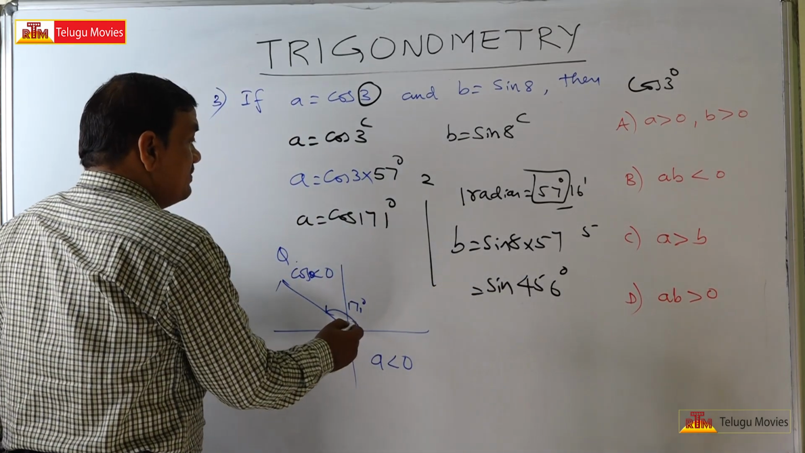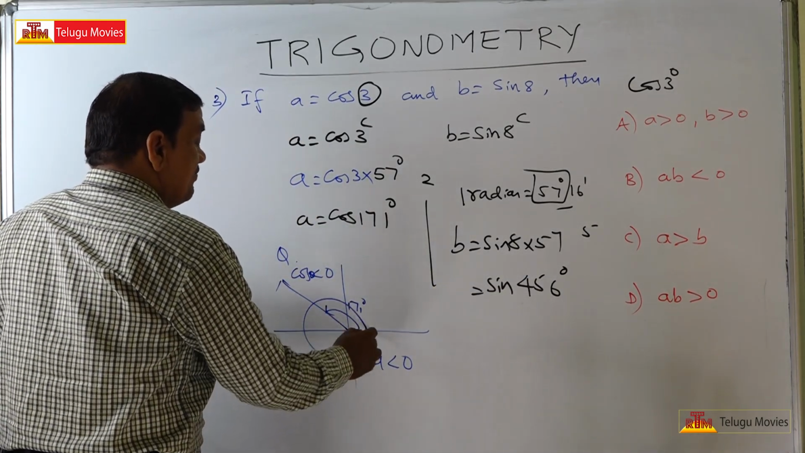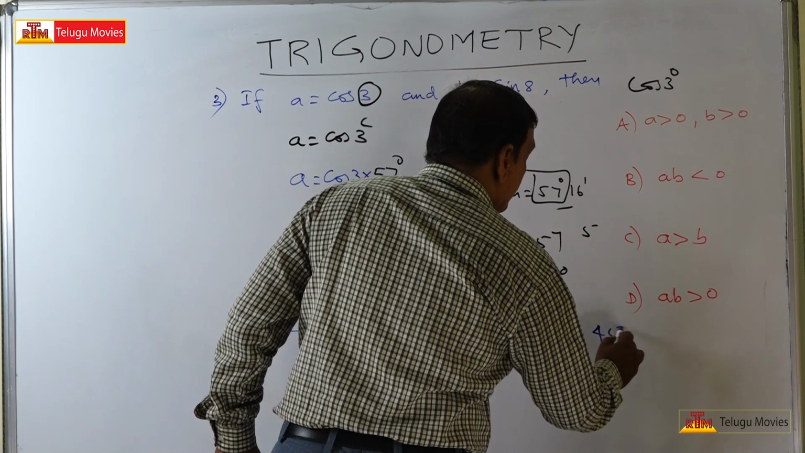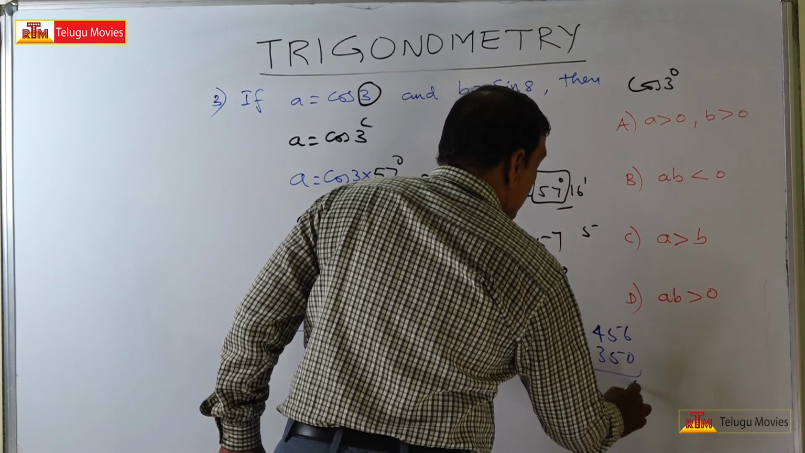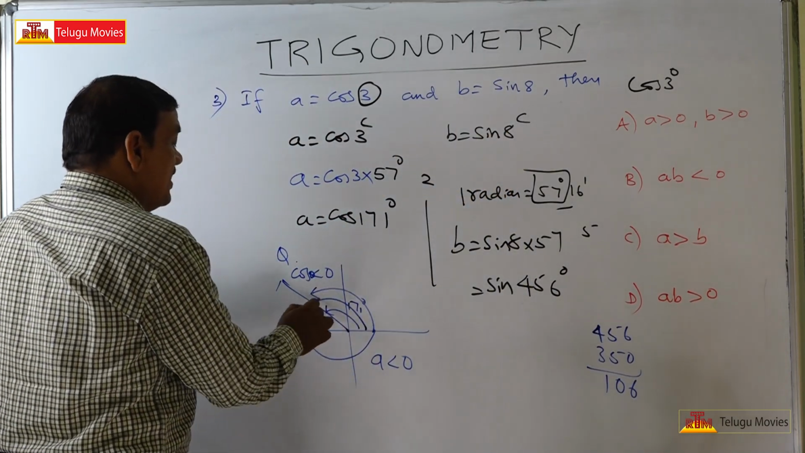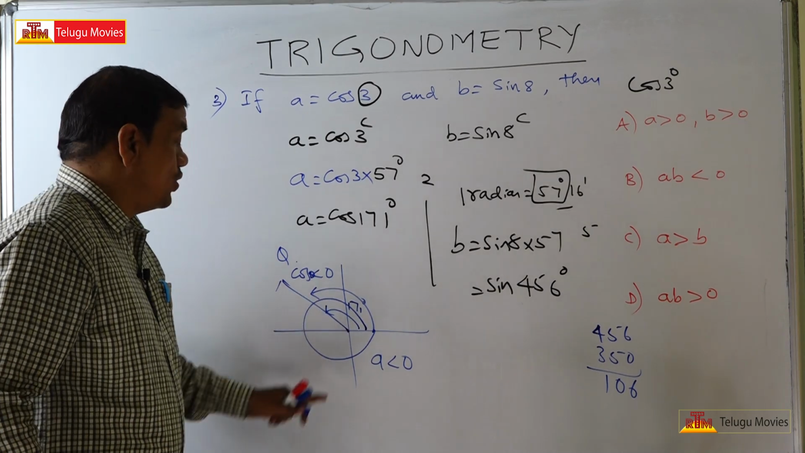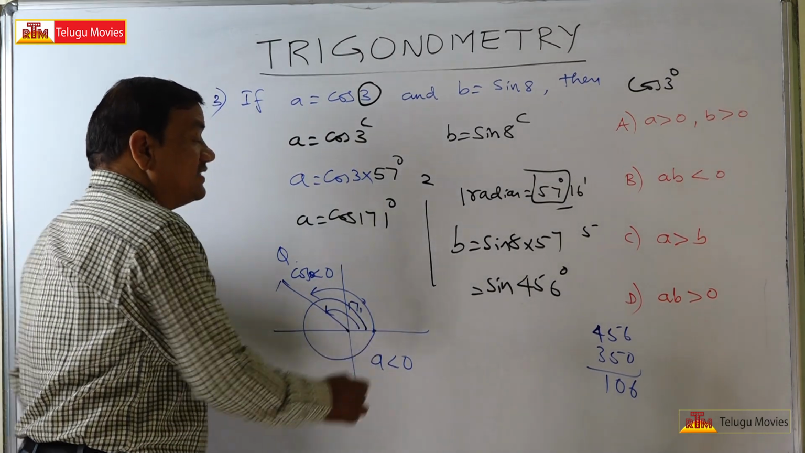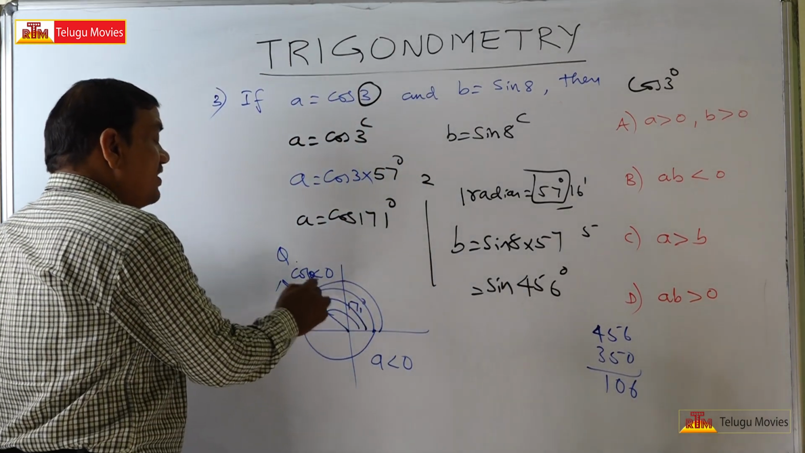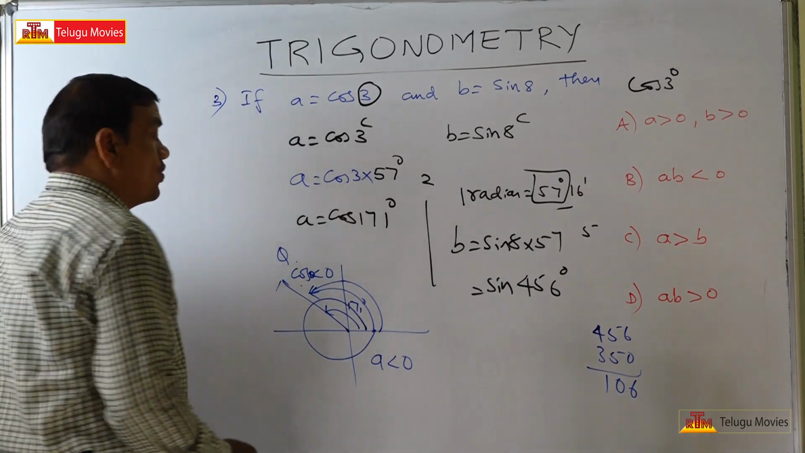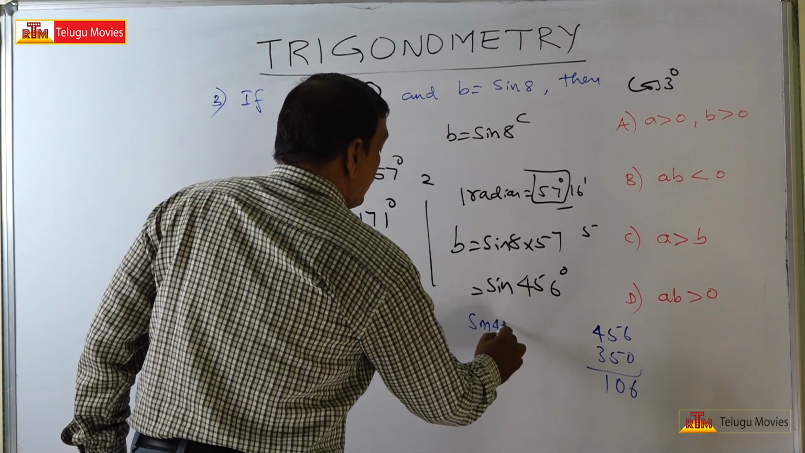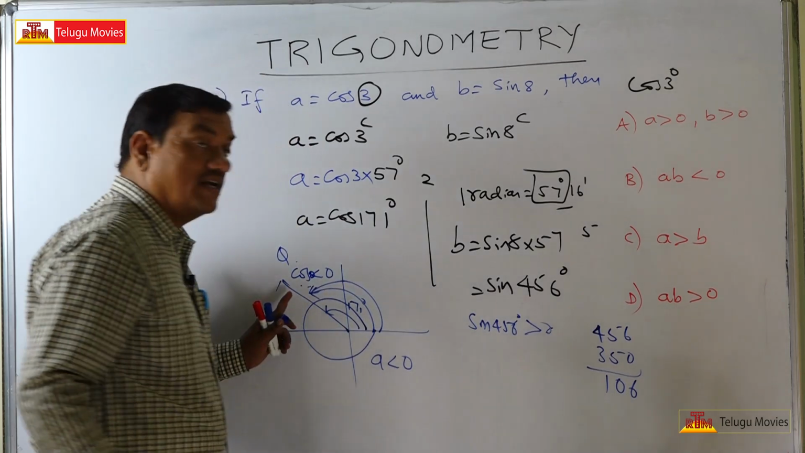Now, sin 456. 456 means what? One full round is 360, so 456 minus 360 gives 96, that is, 0 and 96 degrees. Again it will come in the second quadrant. So one round is completed plus an extra 96 degrees. That means again it crosses 90, so it comes in the second quadrant. In the second quadrant, sin is positive.